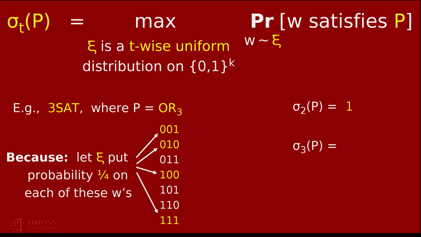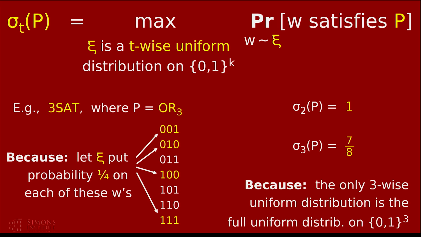On the other hand, sigma 3 of p is 7/8. Because, well, if you look at 3-wise uniform distributions, that just means the uniform distribution. There's no other such distribution. And the uniform distribution puts exactly 7/8 of its probability mass on these 7 strings. Okay? So we computed sigma 2 and sigma 3.